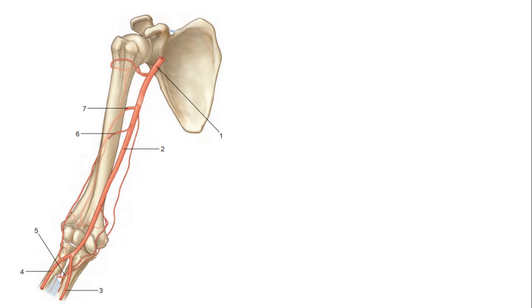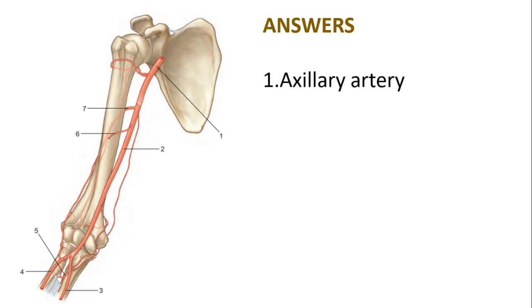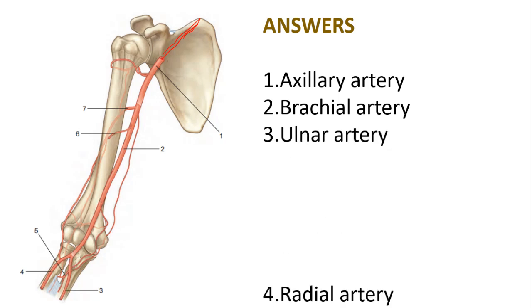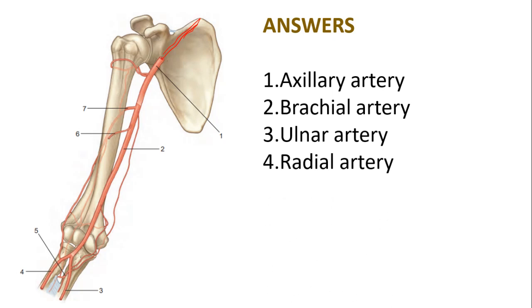Let's quickly look at this diagram, which is showing different arteries. So 1 is just the axillary artery. Remember, this axillary artery is coming from the subclavian artery. Then 2 is the brachial artery. So the axillary artery will change into the brachial artery, and the brachial artery will give rise to the radial artery and the ulnar artery. So 3 is the ulnar artery, and then 4 is the radial artery.